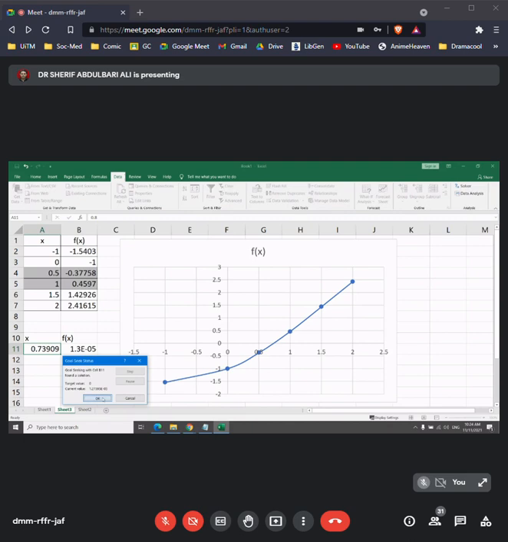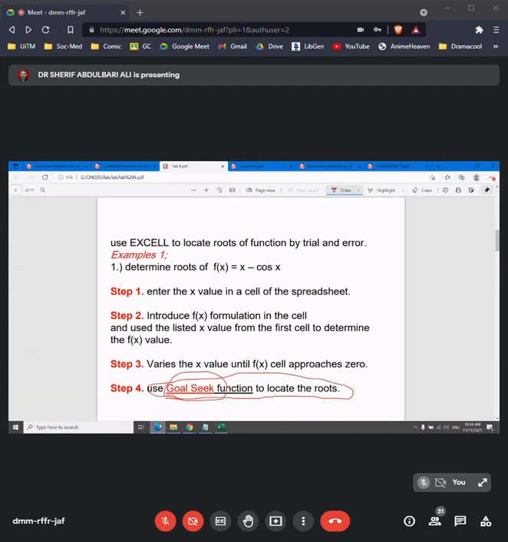Okay, it found it. So the answer that makes my function equal to 0, or the accurate value of this intersection here, is 0.73909. So this is considered the root of my function that makes my function equal to 0. Okay, is it clear? Do you have any questions about goal-seek function?